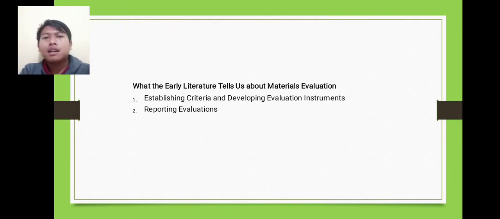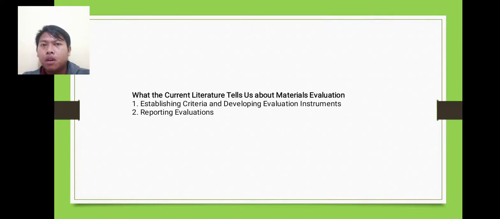What does the early literature tell us about material evaluation? The first is establishing criteria and developing evaluation instruments. The second is supporting evaluation. What does the current literature tell us about material evaluation? The first is establishing criteria and developing evaluation instruments. The second is reporting evaluation.